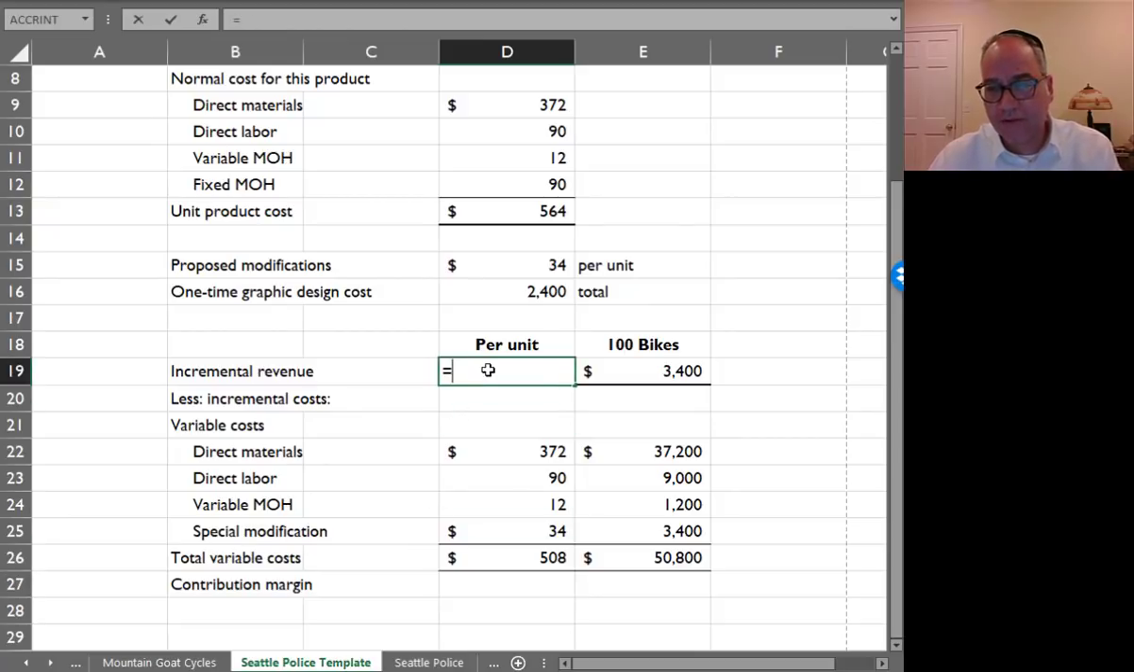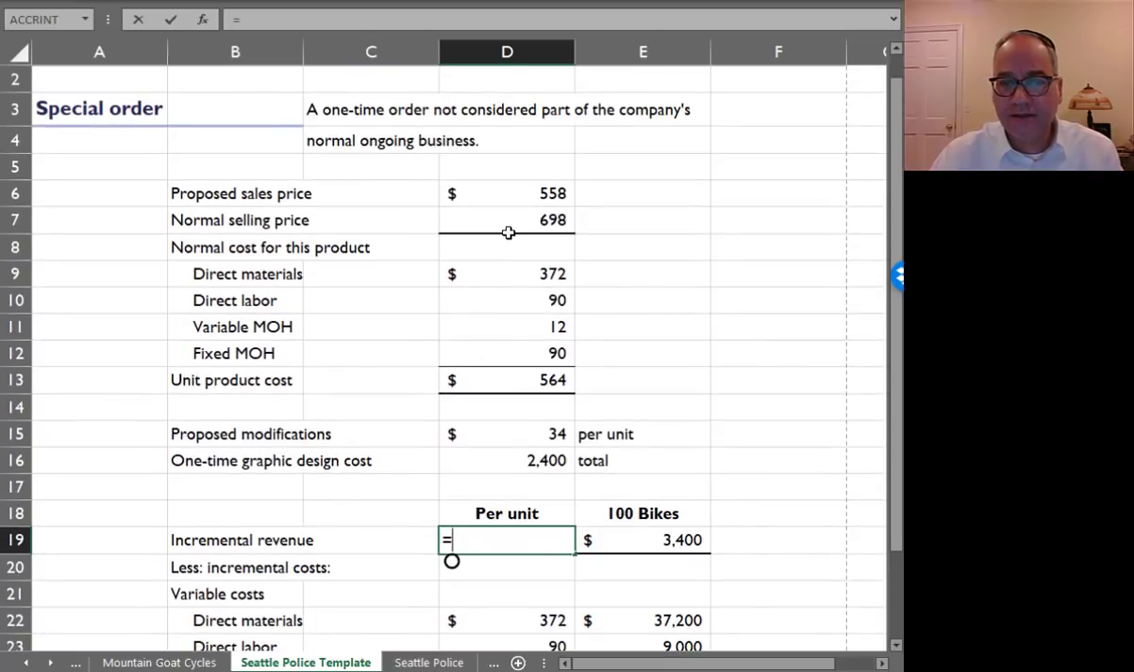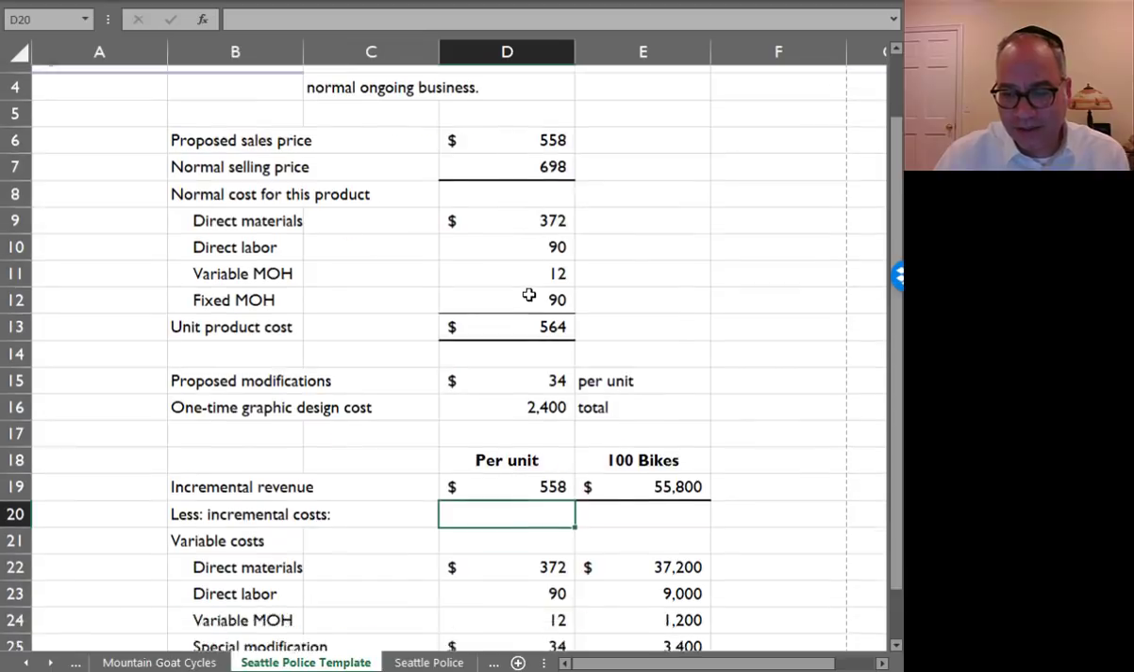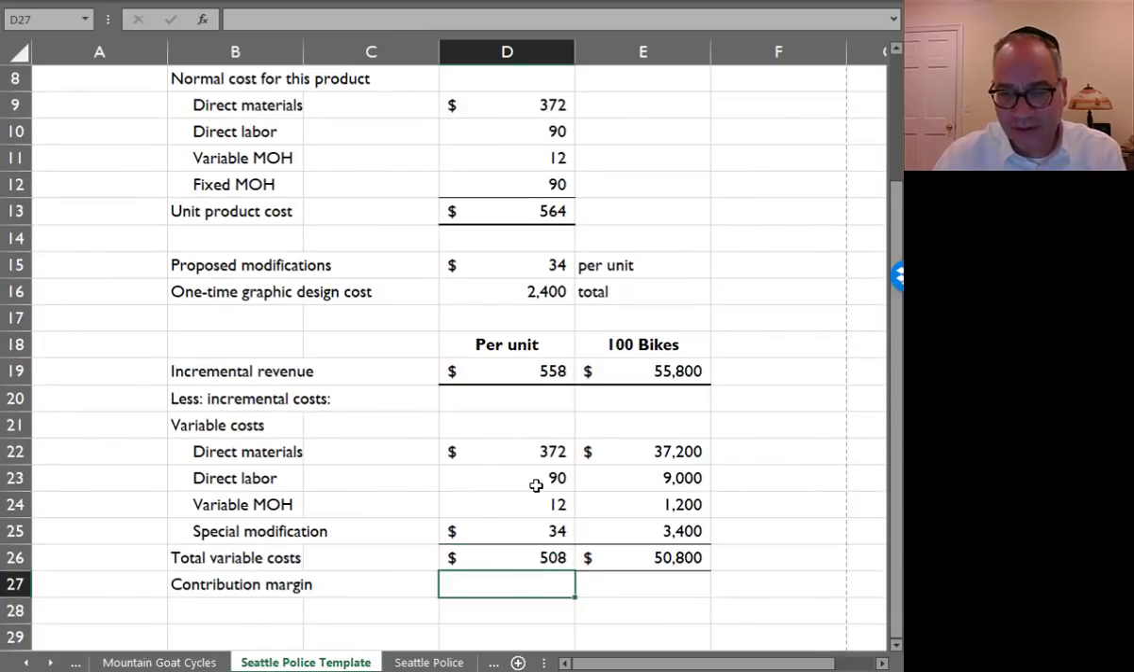oh look at this, I have the wrong incremental revenue. Why didn't you tell me? $558. There you go. That makes a little more sense now. So 558 minus 508 is going to be $50 a unit, or $5,000 total.